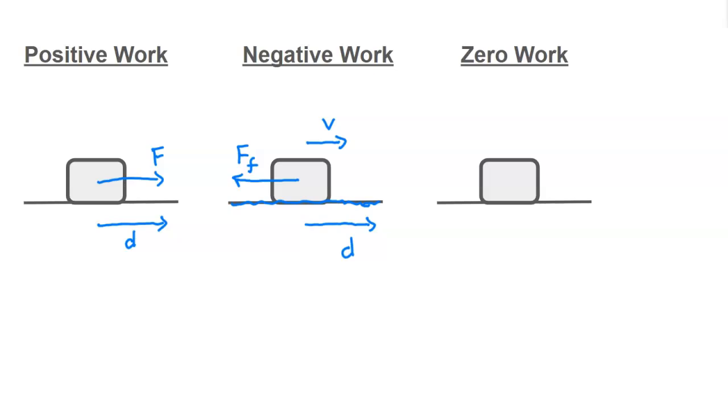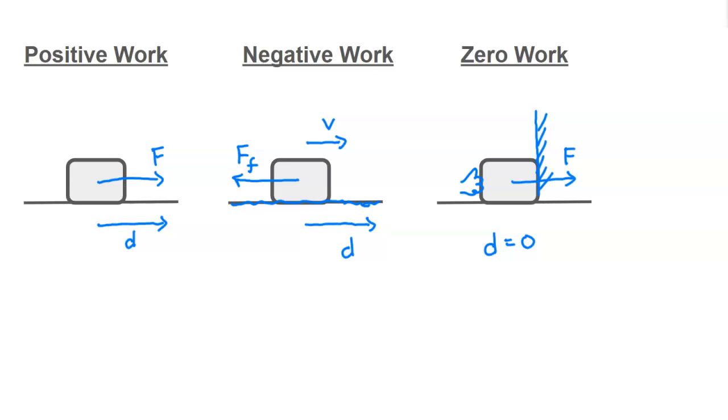And then finally, we have a stationary object. Let's say that here is a wall, and you're trying to push this box to the right. Although you have a force, you're pushing it to the right, because this box is not moving, the displacement is 0, so your work is going to be 0.